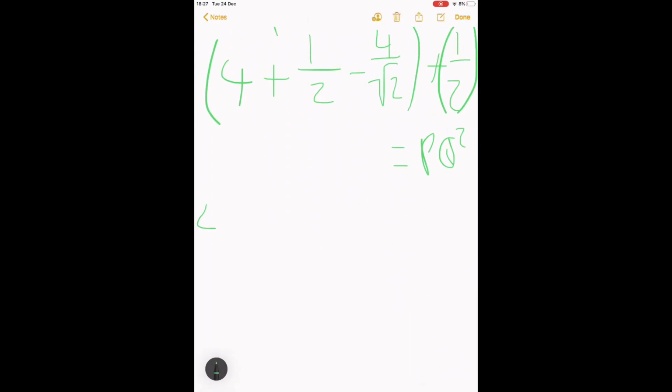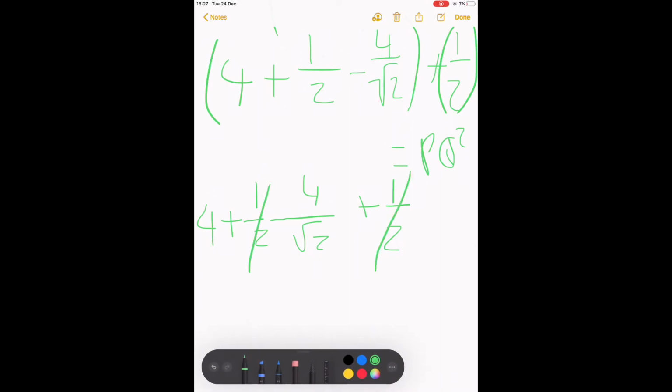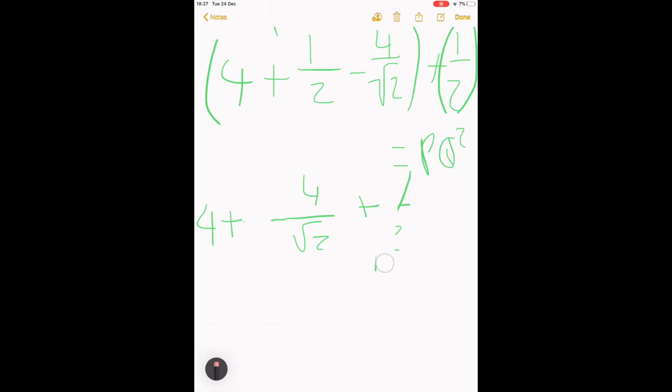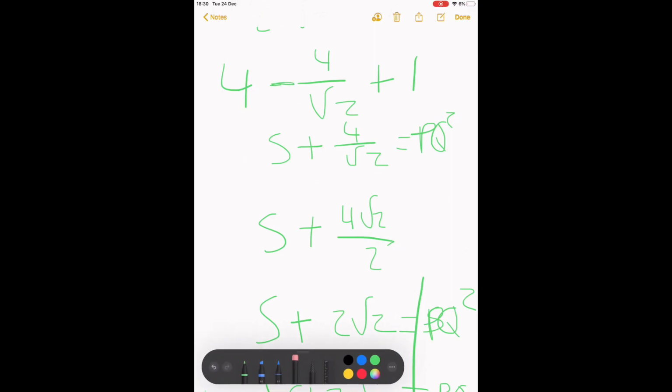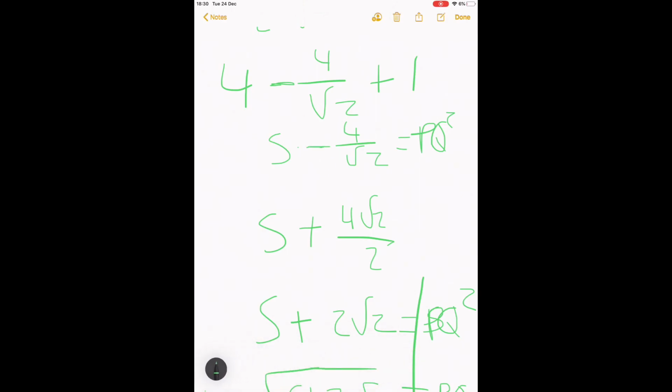So we add the like terms. We have 4 plus half minus 4 over root 2 plus half. Oh, sorry, the halves don't cancel; they add together to get 1. So we have 4 plus 1, which is 5, minus 4 over root 2. So 5 minus 4 over root 2 equals PQ squared.